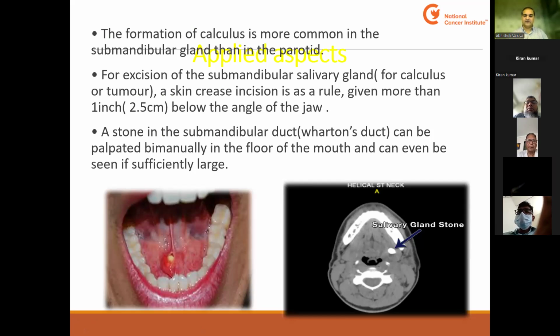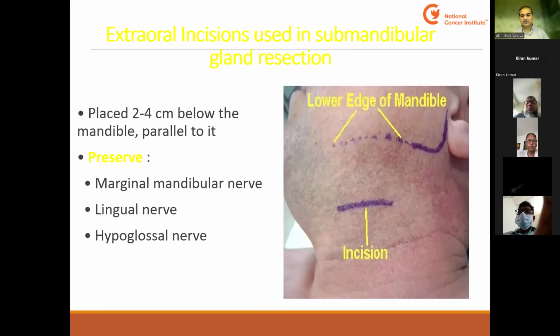Whereas if you need to deal with several calculi of chronic sialadenitis, then you'll have to do it by the external approach. So that is about it for today.